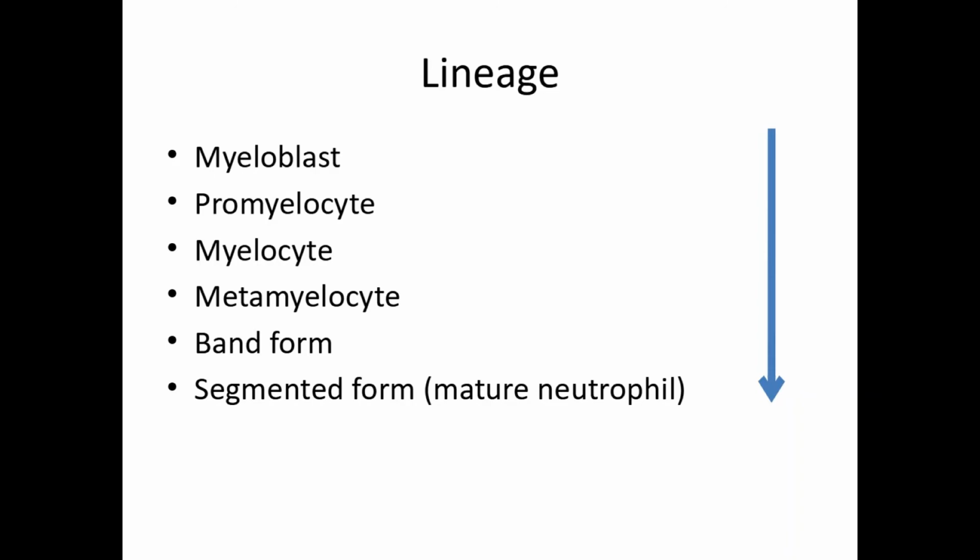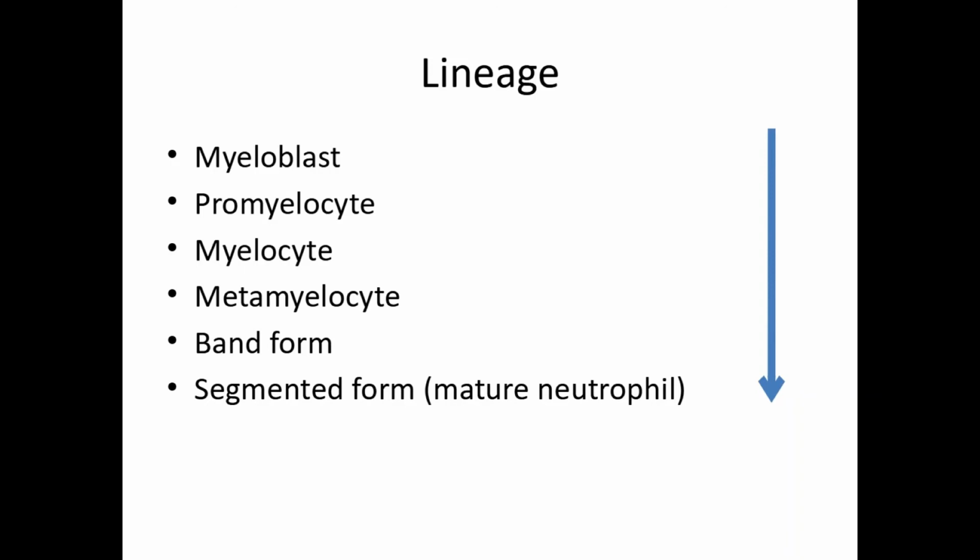The first stage that is morphologically recognizable is called the myeloblast. The second stage is promyelocyte. The third one is myelocyte. Fourth one is metamyelocyte. Fifth one is a band form. And the last form is the segmented form, or the mature neutrophil, or just neutrophil. The development occurs in this sequence only.